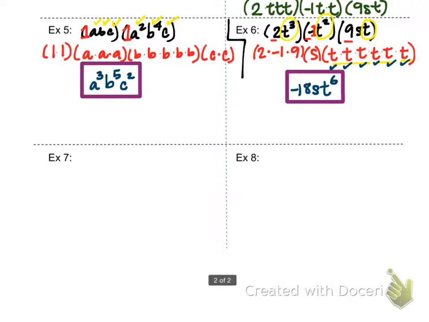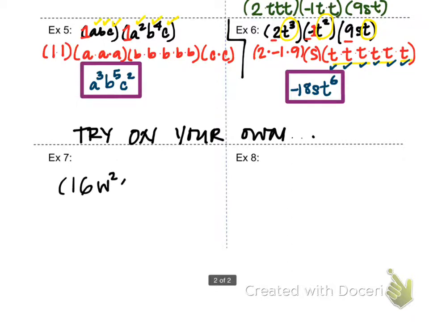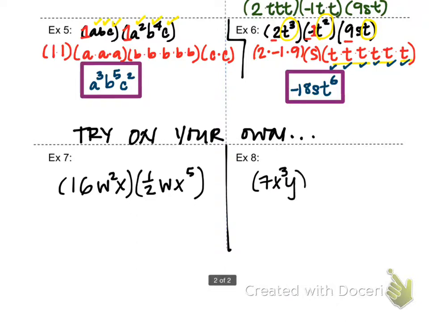Now I have a couple try-on-your-owns, so please take a look at your try-on-your-own examples. So we are going to start off with 16w squared x times the quantity of 1/2 w x to the 5th power. Your second example is going to be 7x to the 3rd y as one term, multiplied by -2x to the 4th, and that multiplied by -3y.